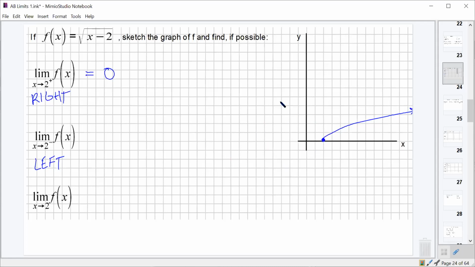Anything over here for my function? No. No. No. So we would say that this limit does not exist because there is no open interval to the left of x equals 2. Everybody good with that? Yeah. Cool. All right. What do you mean by open interval?